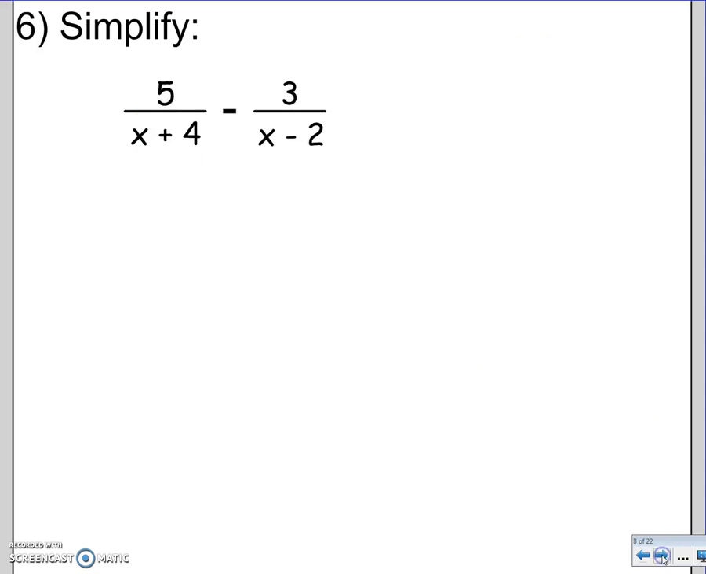Alright, number 6. Simplify again. Subtraction problem. Remember, we do not subtract. You fix subtraction to addition and put a -1 up here. We did the same 5 steps from before.